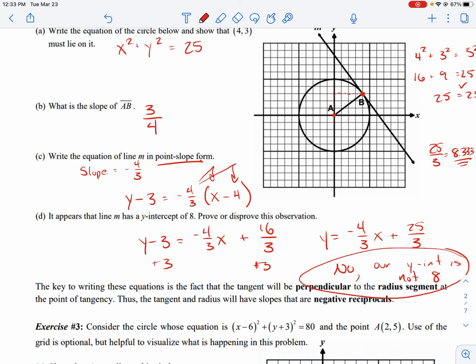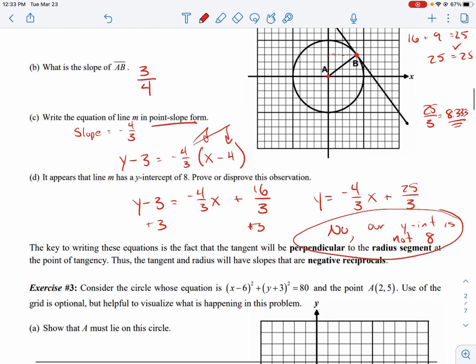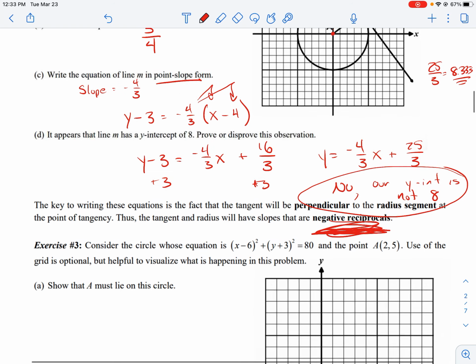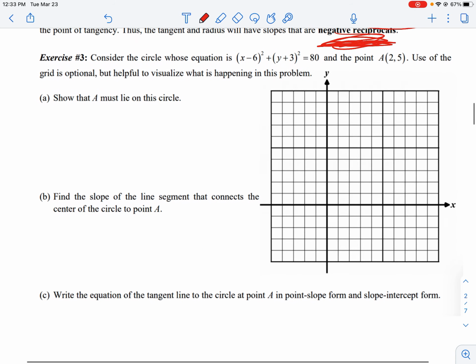So the key to writing these equations is the fact that the tangent will be perpendicular to the radius at the point of tangency, where the circle and the line meet. Thus, the tangent and the radius will have slopes that are negative reciprocals, because they're perpendicular. I've said this before, I'll say it again: lines that are perpendicular have negative reciprocals for slopes. So, that being said, take a look at exercise 3.